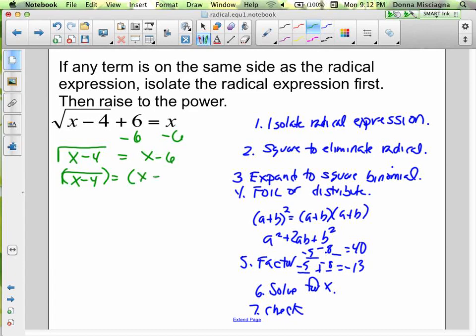And then we'll square the x minus 6 squared. Remember, squaring means to multiply by itself. So either use Euler distribution. So here square and square root cancel. That would be x minus 4. And so then we have x minus 6 times x minus 6.